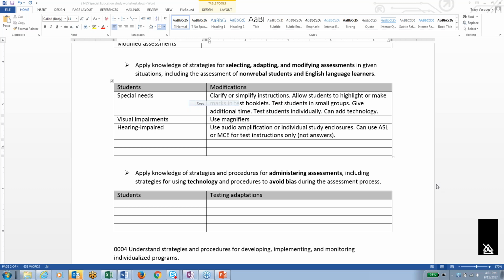Leisha? Yes. I'm sorry, did you have your hand raised? No, I'm trying to think of another question. Okay, no problem. Oh, for this one, they can also use Braille. Anything else you can think of for selecting, adapting, and modifying assessments for nonverbal students and English language learners?